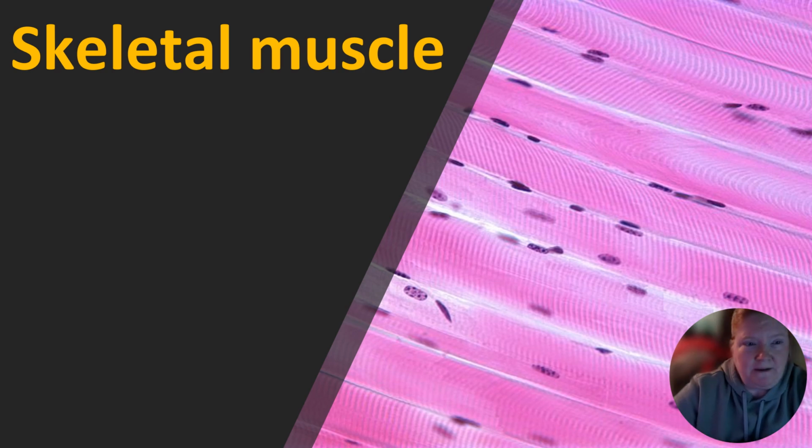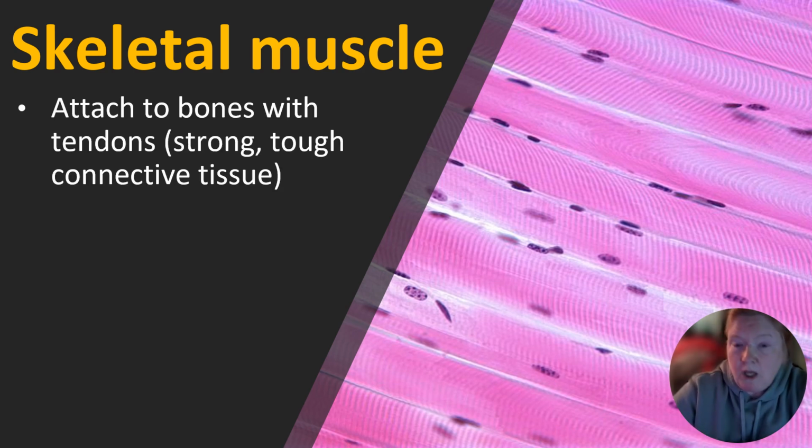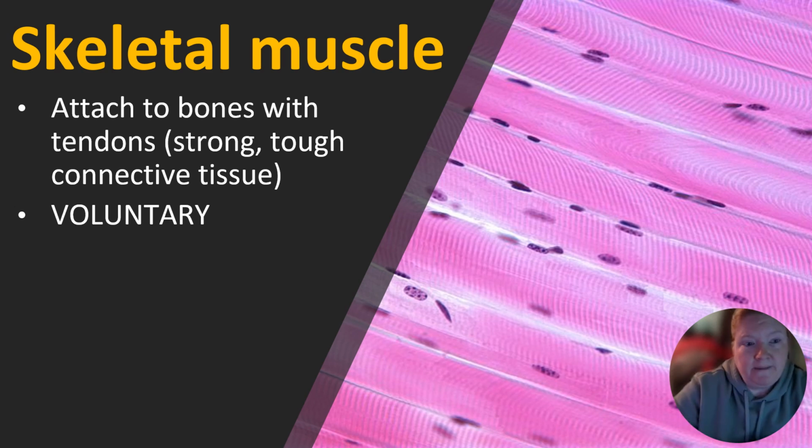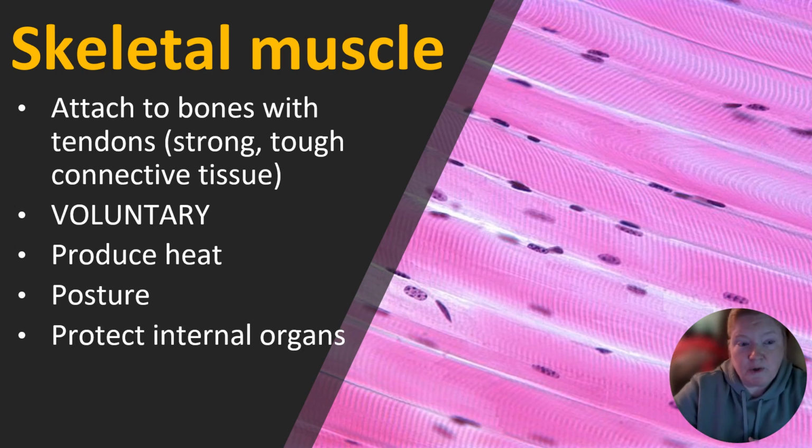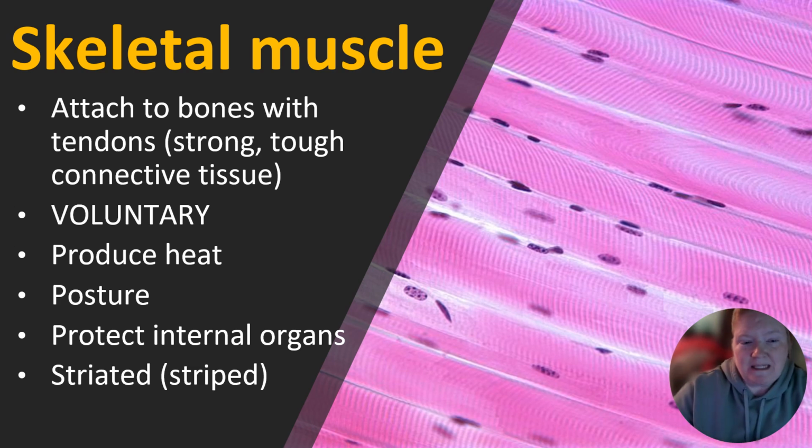So we have skeletal muscle, which attaches to bones with tendons. Tendons are tough, strong, connective tissue. Skeletal muscle is voluntary, meaning I decide, I control it. Skeletal muscles produce heat just in normal everyday motion, but also think about it when we're shivering. Skeletal muscles help us control our posture. They protect our internal organs and are striated or striped, as you can see in this slide. See those stripes?